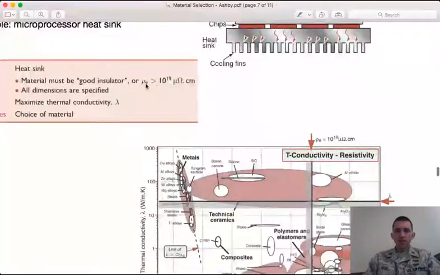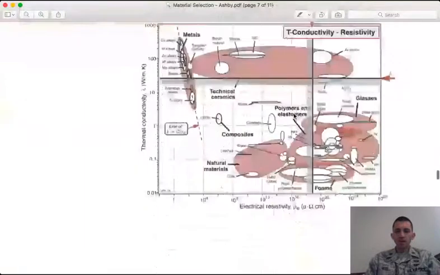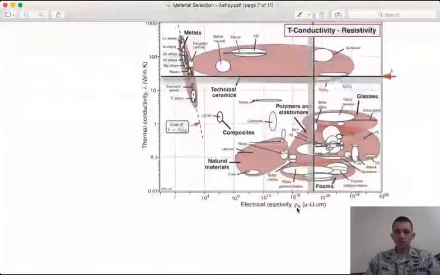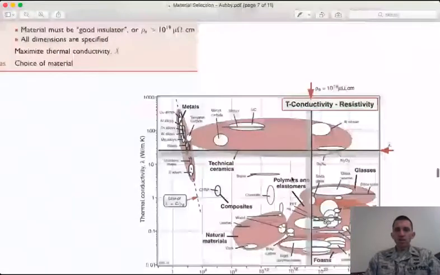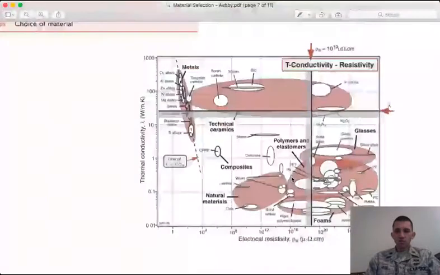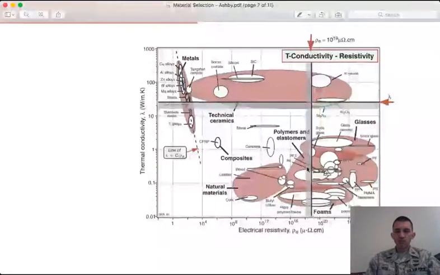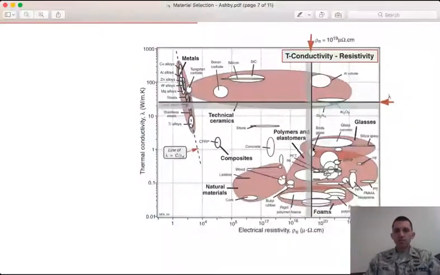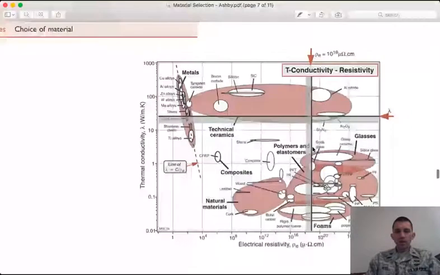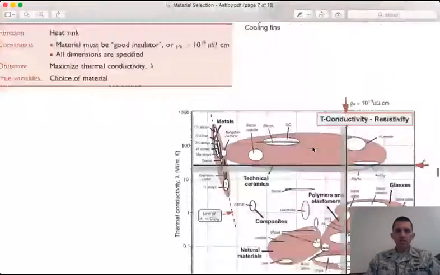And so the chart that we want for this problem contains the two properties that we are interested in, right? That would be resistivity and conductivity. And so we pull that chart here. And so we see that for resistivity, we know that we want to have a value, right? Our constraint says the resistivity has to be greater than 10 to the 9th microohm centimeters, right? That's right here. So you can draw a line at that resistivity, and basically anything below that is not considered, right? And then you would say, okay, so we want to maximize the thermal conductivity.